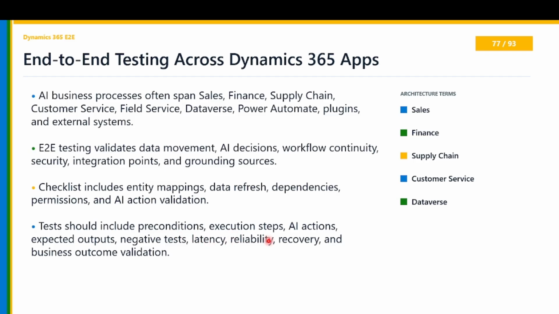The execution step is very, very important. AI action, expected output, negative test. So negative test and all this latency, whether they are responding, reliability, is the agent reliable, performance efficiency, is it performing, and the recovery and business outcome. So you can also use the Microsoft Cloud Adoption Framework to test here end to end, and then you can also use the performance and reliability metric that we have defined before to collect telemetry metric from here using Dynamics 365 Analytics or Copilot Studio Analytics platform.